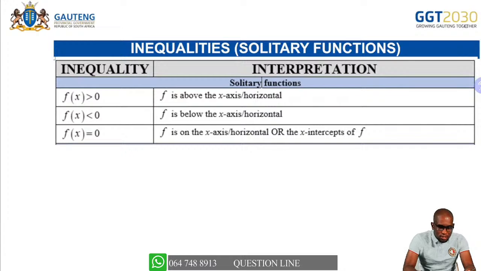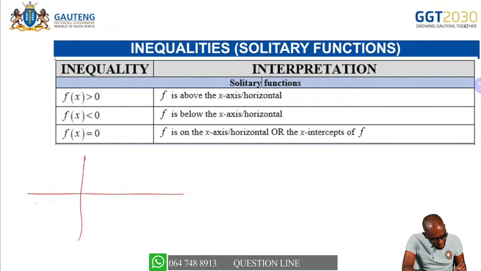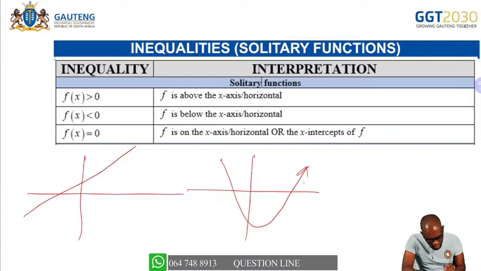Now, these inequality problems can be broken into three different types. The first type, as we indicated in our previous lesson, is just those solitary functions. If you are given just a single function, maybe say a straight line is drawn like that, or a parabola is drawn maybe like this, and someone asks of you, where is the graph? Let's say that these represent f. Someone says, where is the graph of f greater than 0?